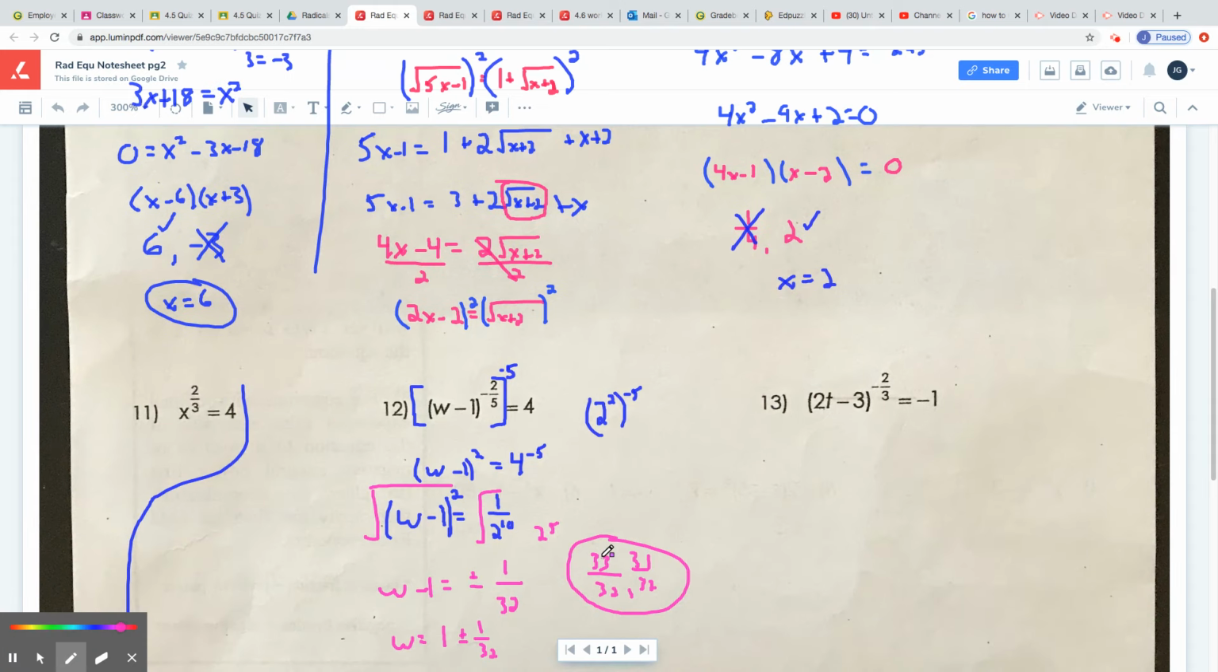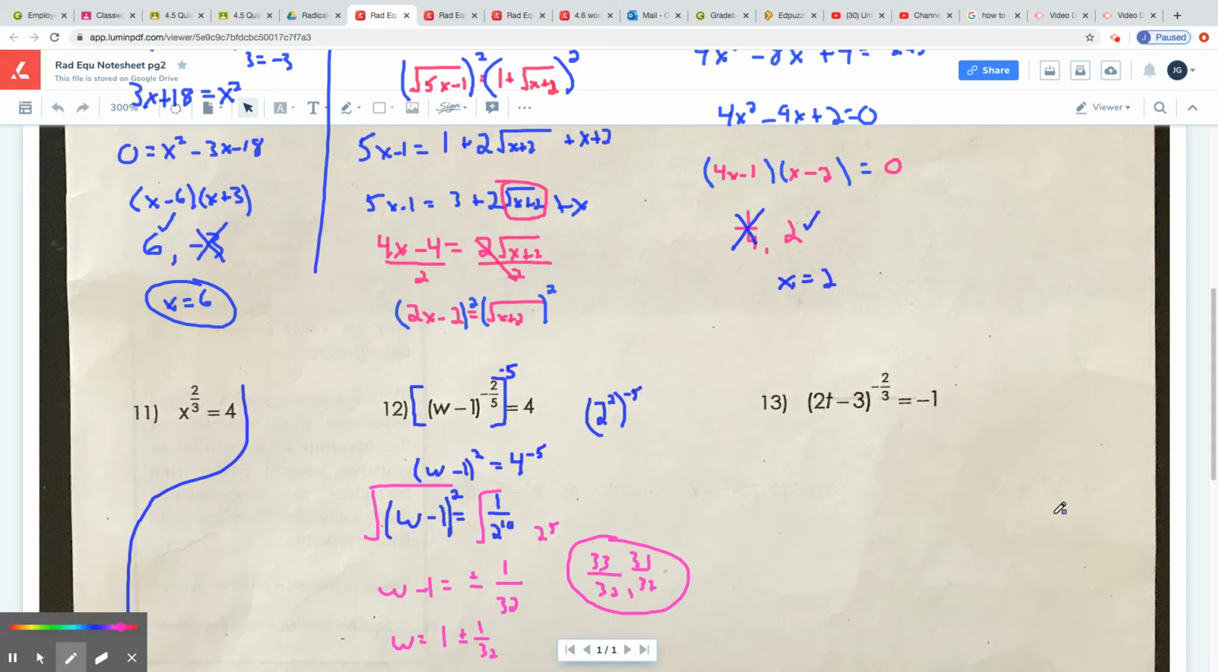All right. So we get 33 over 32 and 31 over 32. Just to recap, we raise it to the -5th on both sides. So we get w minus 1 squared equals 4 to the -5th. I wrote 4 to the 5th as 2 to the 10th, and it's on the bottom because it was a negative exponent. The reason I did that is because when I end up taking the square root of both sides, the square root of 2 to the 10th is just 2 to the 5th, which was just 32. We added 1, 1 plus 1 over 32. You can actually do that, and you get 33 over 32 and 31 over 32.